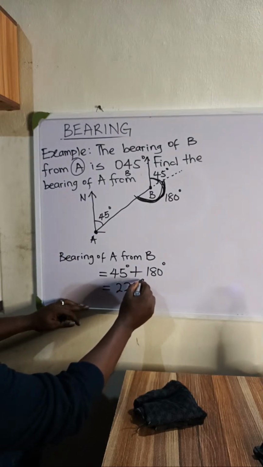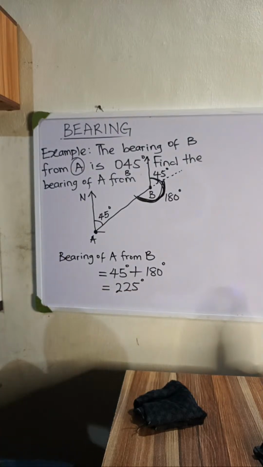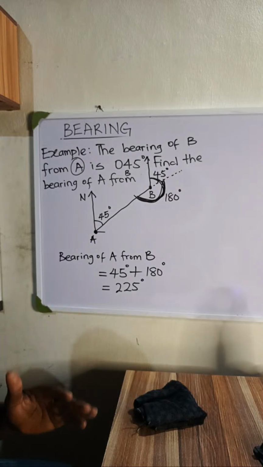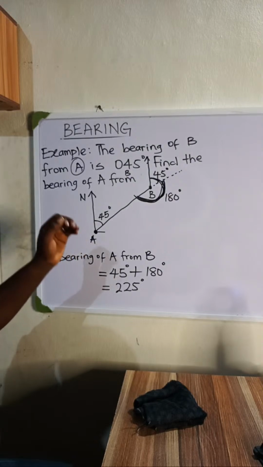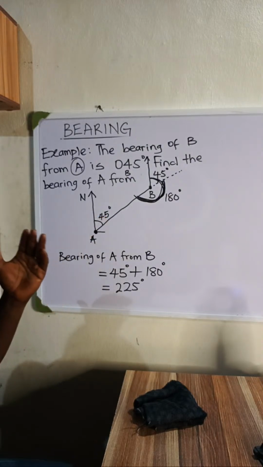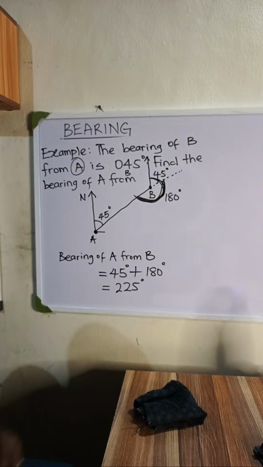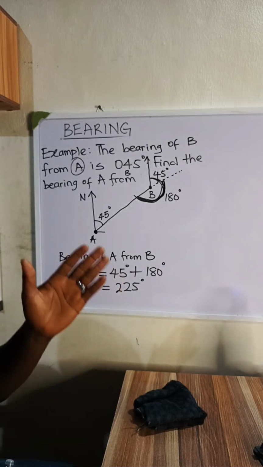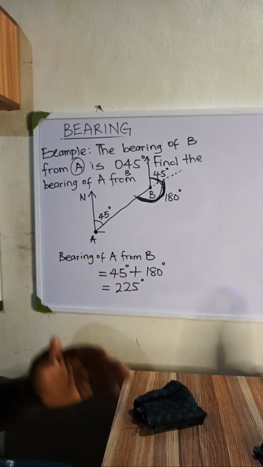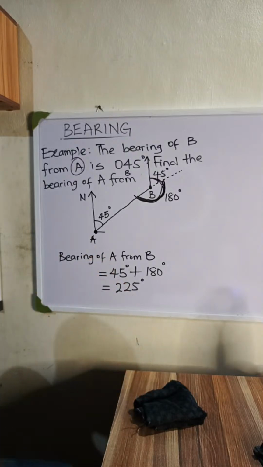225 degrees. So that means the bearing of A from B is 225 degrees. Remember the bearing of B from A is 45 degrees. So you can see the difference in bearing. One is B from A, the other is A from B, and the bearings are different.